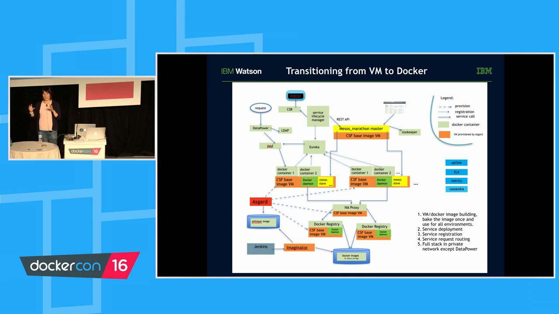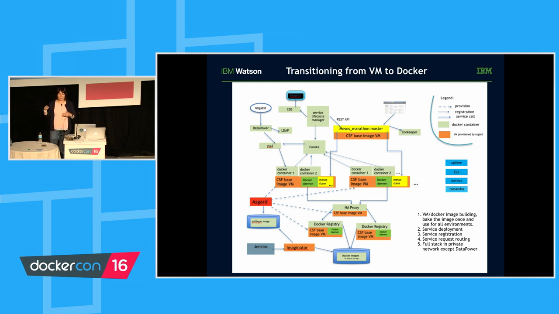So Eureka essentially is the central point, the service registry, for service registration. And once the service is up and registered, the customer can make requests from the top, routed in, getting into DataPower. And DataPower essentially is a front-end gatekeeper, like it ensures security as well as load balancing.